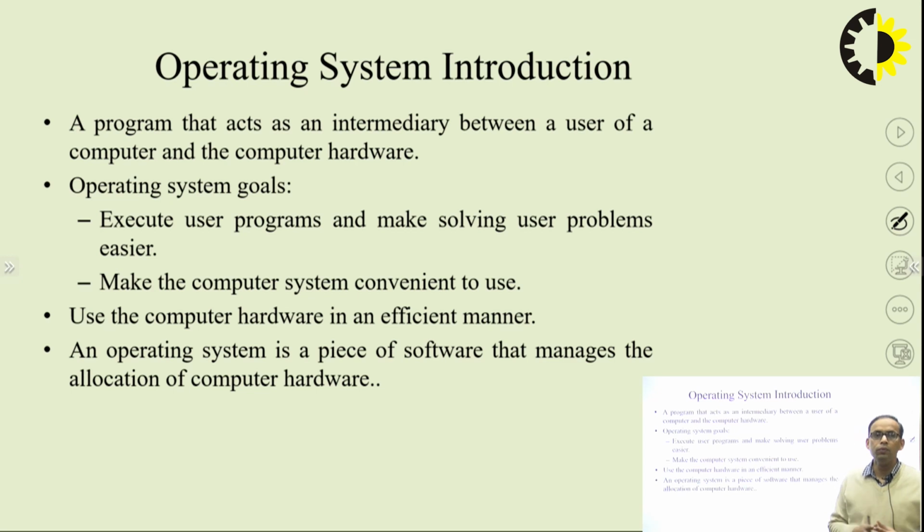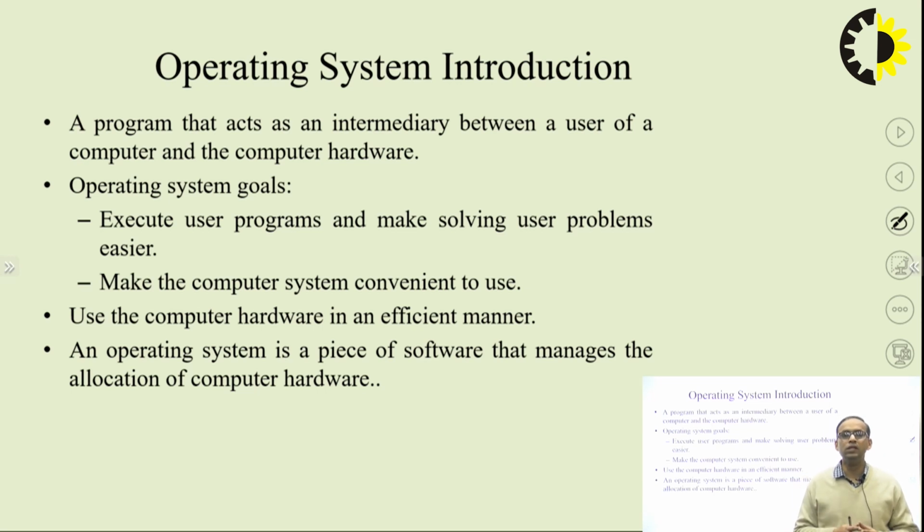What is an operating system? Actually, operating system is a program that acts as an intermediary between a user of a computer system and the computer hardware. It means whenever a user works on a computer, they interact with the operating system. So that is why operating system is known as an interface between the user and hardware. We can define operating system in several ways. This is the general definition, or you can say the general introduction of operating system.